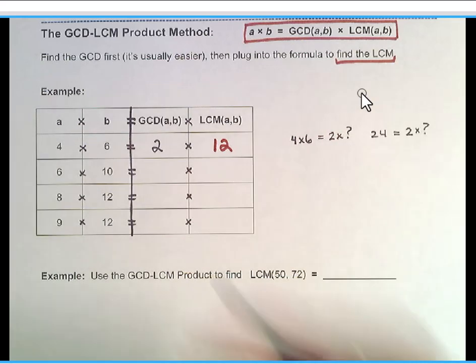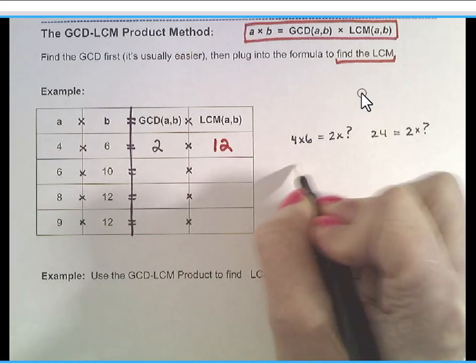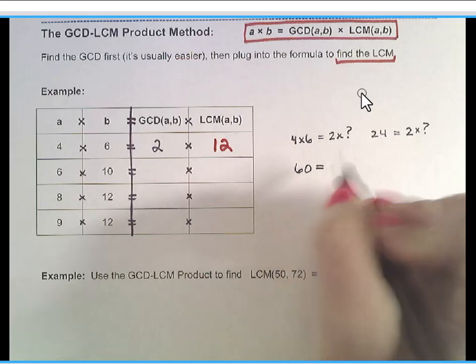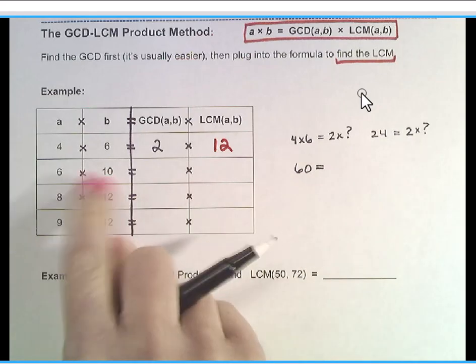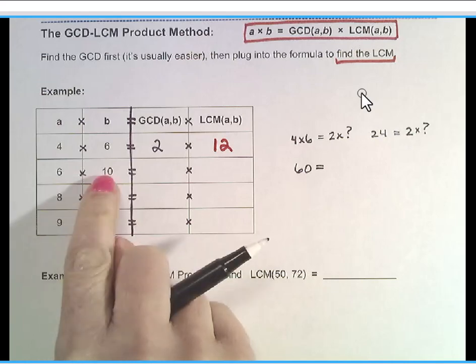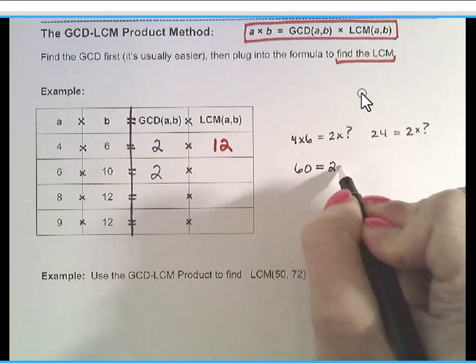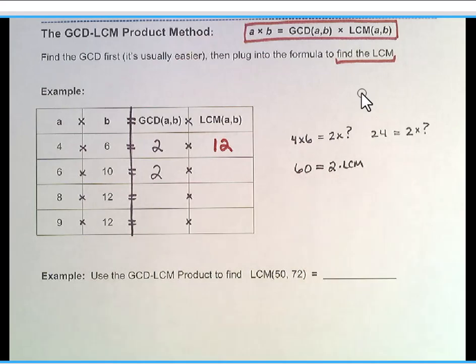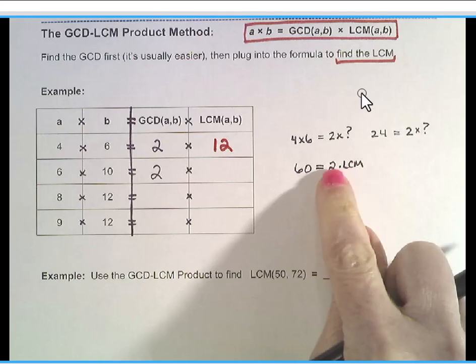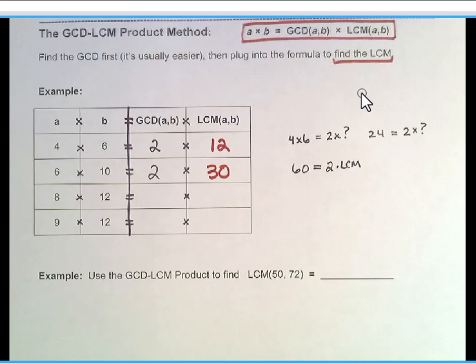Let's try another one. 6 times 10, that would be 60. I'm just going to shorthand it over here. 60 equals, okay, let's see the GCD of 6 and 10. The biggest number that will divide into 6 and 10. They're both even, so I know 2. Will anything bigger divide into both of them? No, it's just 2. So 60 equals 2 times the LCM. So what would the LCM have to be? 2 times what gives you 60? 30. So you get 30. My pen tried to roll off the table. Did you hear it?